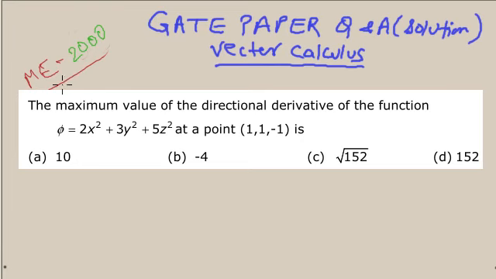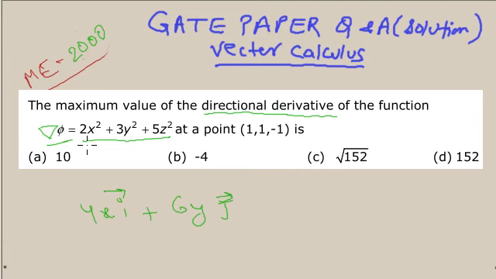This is another question from 2000. The maximum value of the directional derivative of the function. I have told you that for a directional derivative, you first need to find del, and then find the component of that del in a particular vector. So the maximum value is nothing but the magnitude of del phi. So del phi is, you differentiate with respect to x, you will get 4x i, if you differentiate with respect to y, you will get 6y j, and if you differentiate with respect to z, you will get 10z k.